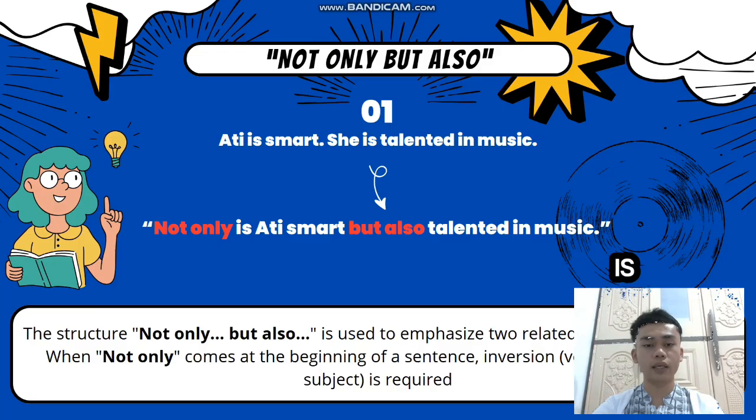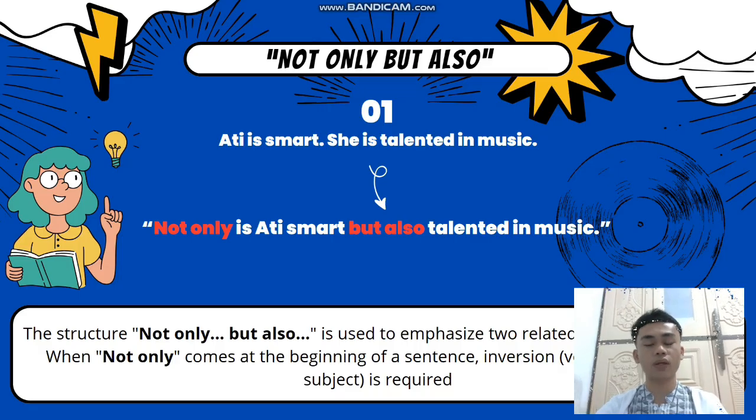However, it is important to pay attention to the position of not only in the sentence. When not only is placed at the beginning of the sentence, inversion occurs. This means the auxiliary verb comes before the subject.